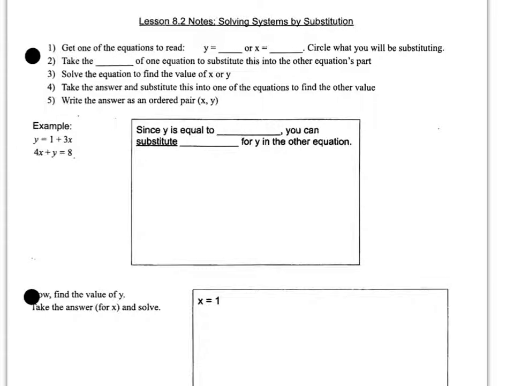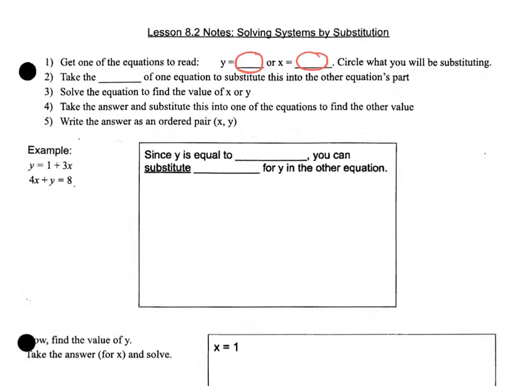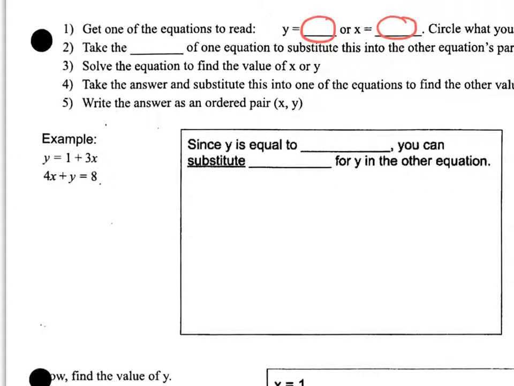On step number 1, we want to get one of the equations to be y equals something or x equals something. If you take a look at step 1, we want the y equals or the x equals, right? The y or x by itself. And luckily we have that. In our example, we have y equals. y is equal to 1 plus 3x.